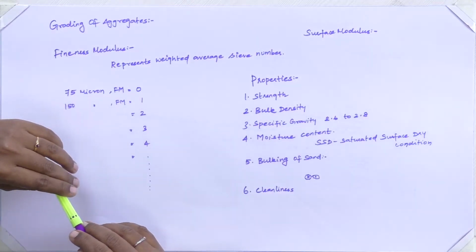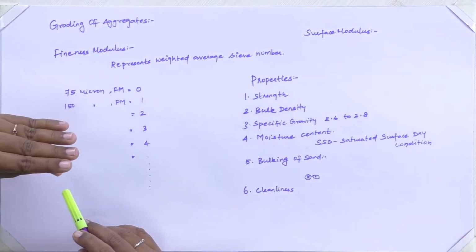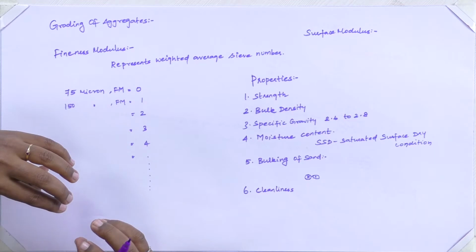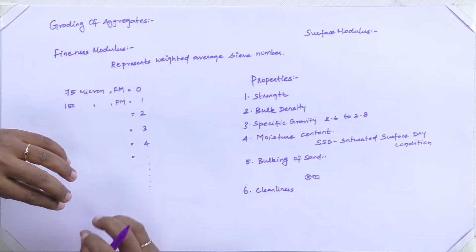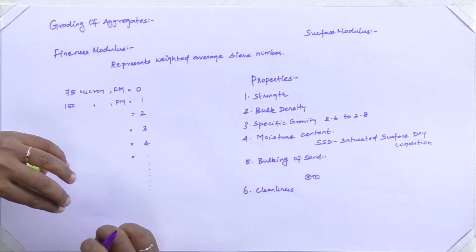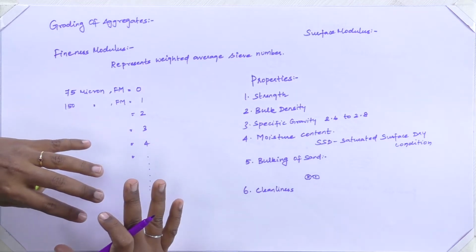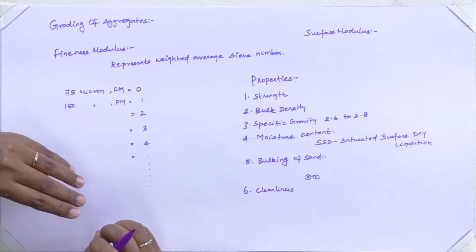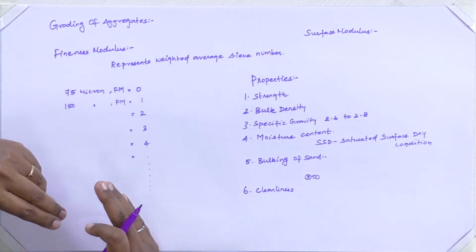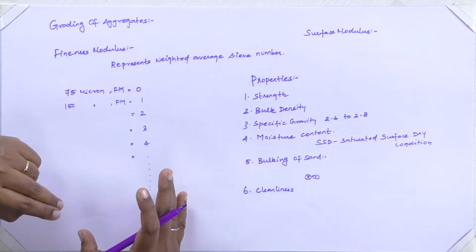To ensure this, a sample of sand is taken and 3% sodium hydroxide is mixed with it, and it should be allowed to stand for 24 hours. If there is any color change during the 24 hours, then it denotes that the sample is not free from impurities. So we have to ensure that our aggregates are free from any impurities.